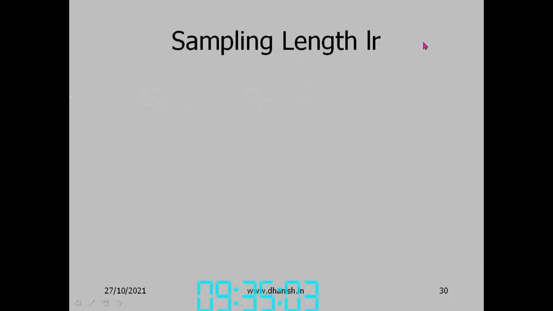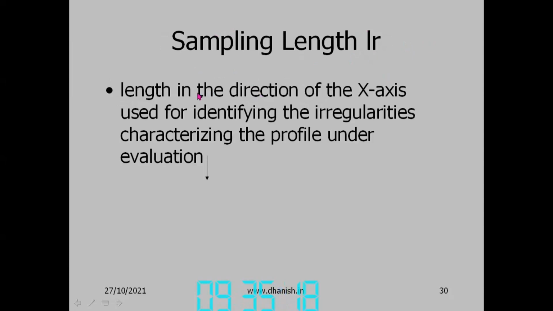Okay, so now we come to the computational part. How do we calculate the parameters? What is this Ra? What is Rp? For that, some more terms have to be defined. What is the sampling length in R? The length in the direction of the x-axis used for identifying the characteristics of the profile under evaluation is called the sampling length. How much length we are using to characterize the values? That is the sampling length.